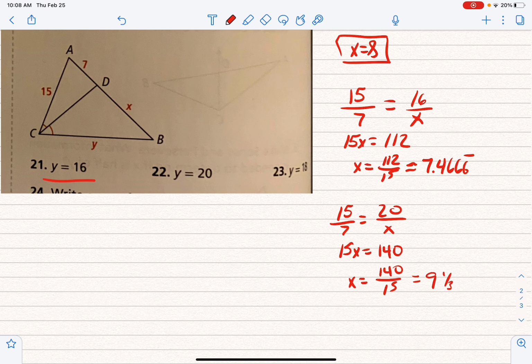The last one says, this time take it out and put in 18. So you go 15 is to 7, the same way that 18 is to x. Cross multiply, you get 15x is equal to 7 times 18, which is 126. Divide both sides by 15, you get 126 over 15. And this goes in about as clean as you can go. You get 8.4.